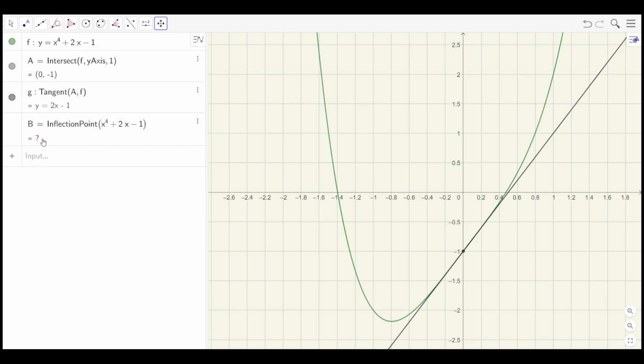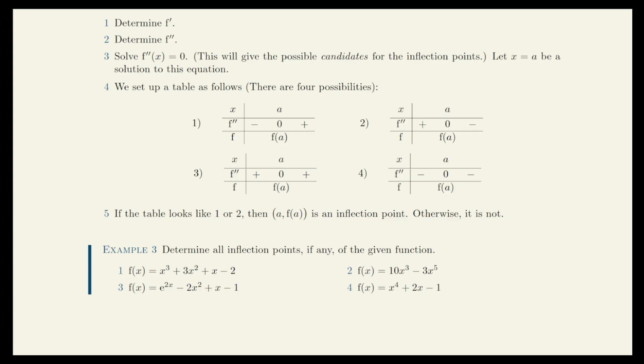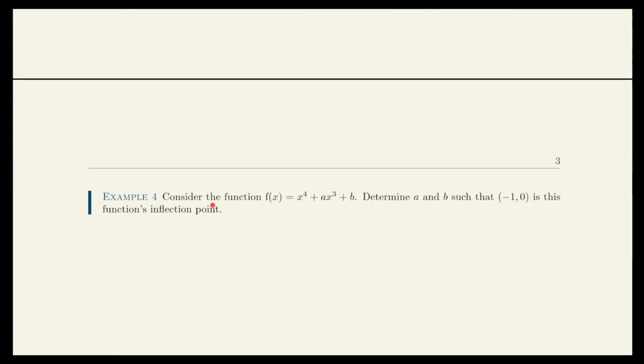Anyway, so that's it. And then there is one example of a different nature. Some words are given in the problem, and then you're asked to do something with that problem. So let me go here and see the problem. Consider this given function. Okay, that's a polynomial type function. Determine a and b such that (-1, 0) is this function's inflection point.